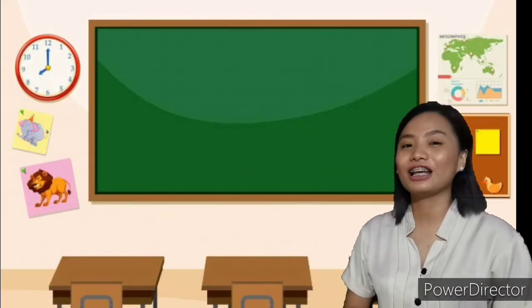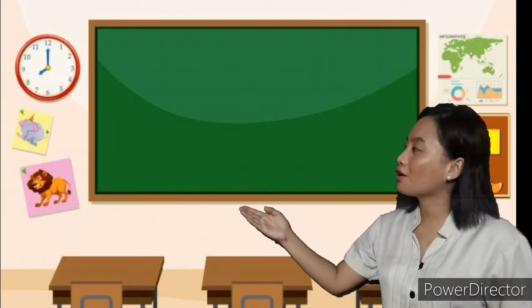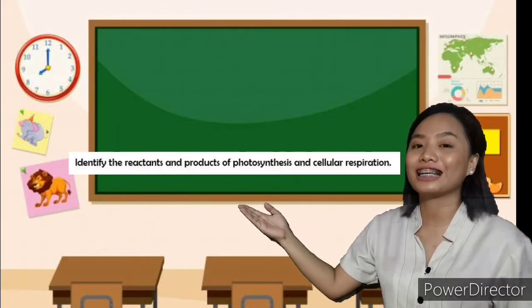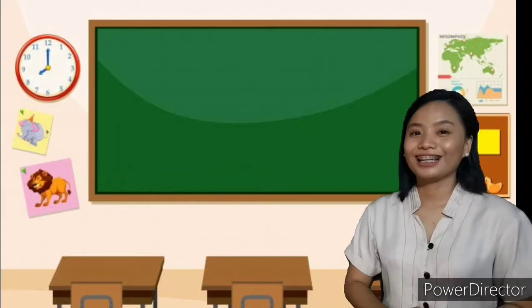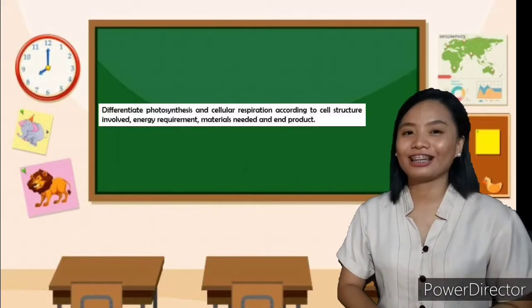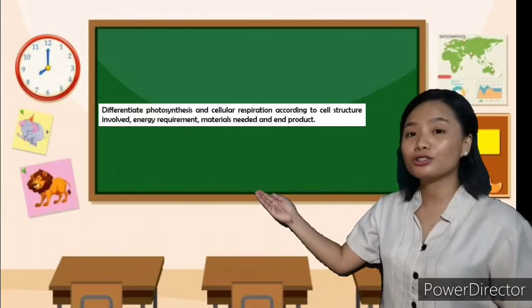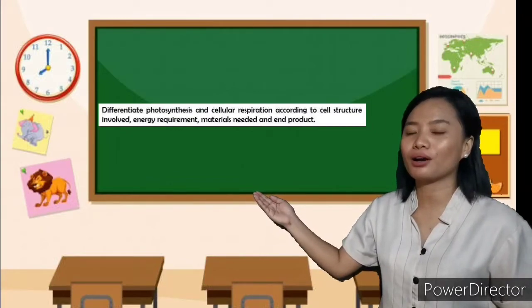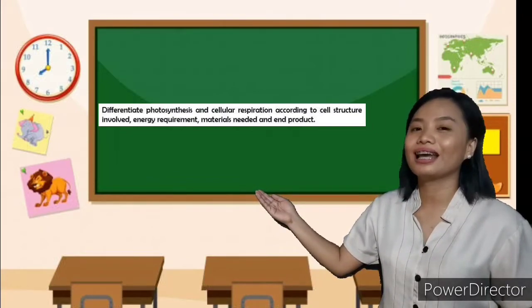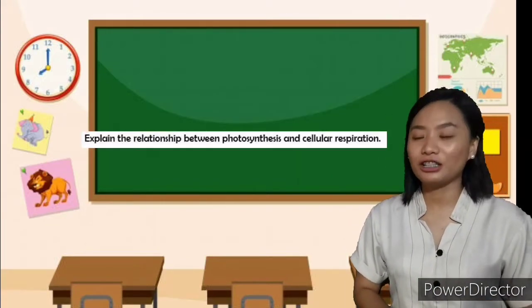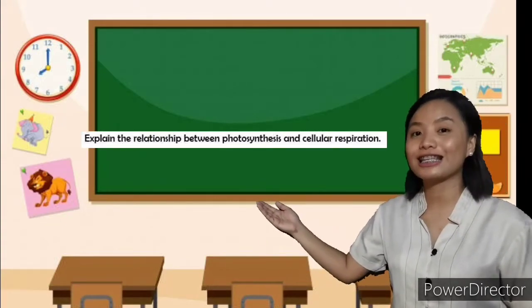At the end of the lesson, you are expected to first, identify the reactants and products of photosynthesis and cellular respiration. Second, differentiate photosynthesis and cellular respiration according to cell structure involved, energy requirement, raw materials needed, and end product. And third, explain the relationship between photosynthesis and cellular respiration. So, are you ready to learn and have some fun?